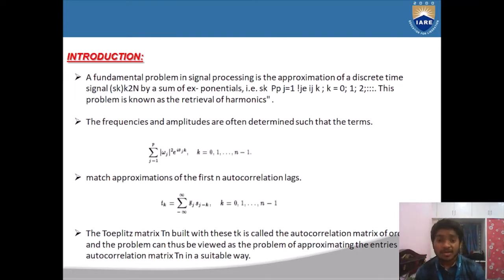The frequencies and amplitudes are often determined as the terms sum over j equal to 1 to p of |ω_j|² e^{i θ_j k}, for k equal to 0 to n minus 1. Match approximations of the first autocorrelation lags: T_k equal to the sum from minus infinity to infinity of conj(s_j) s_{j-k}, for k equal to 0 to n minus 1. The Toeplitz matrix built with this T_k is called the autocorrelation matrix of order n, and the problem can thus be viewed as the problem of approximating the entries of the autocorrelation matrix T_n in a suitable way.